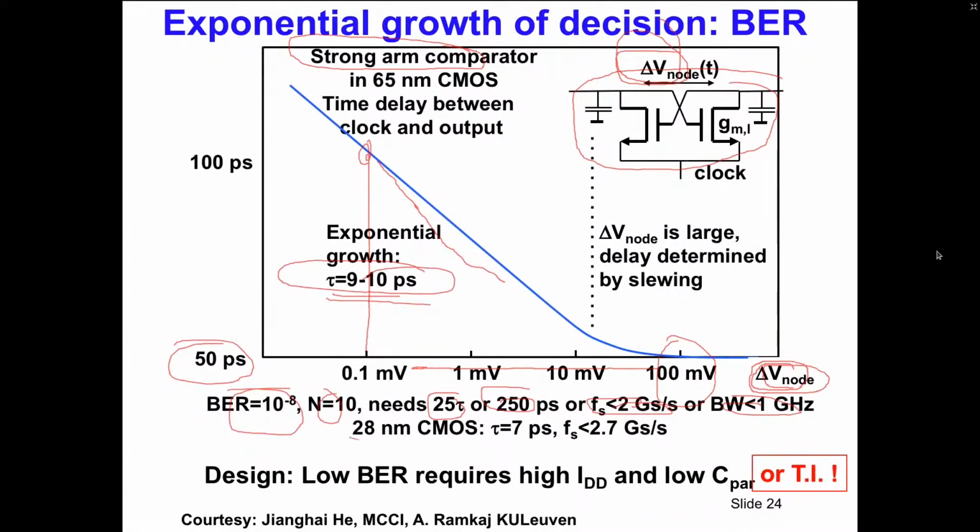And in a 28 nanometer CMOS process, the tau is down to 7 picoseconds, but basically it limits, for a 10 to the minus 8 bit error rate, the maximum sampling speed to 2.7 gigasample. This is a very, very ugly sheet because it really creates a lot of problems if you want to go high speed. Well, you can do something about that.